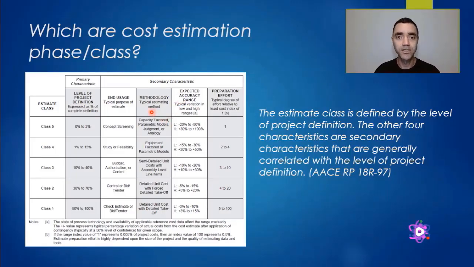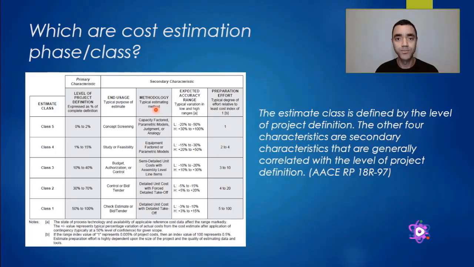on the information available. For class 5, the primary characteristic for defining the class is the percentage of complete definition, and as we have here from 0 to 2%, most often the cost engineer will use as methodology the capacity factor, parametric models, judgment, or analogy to estimate the amount of money for those projects.